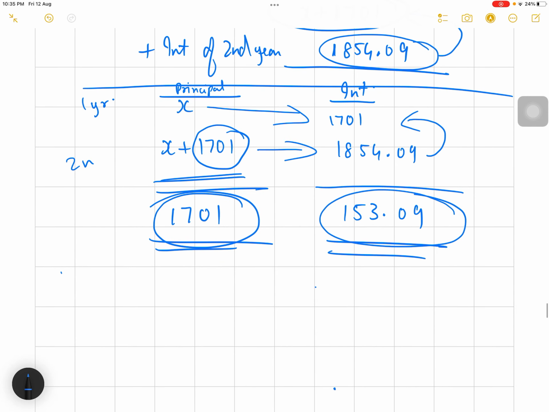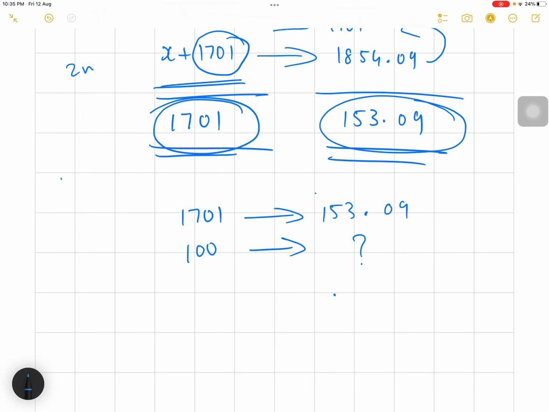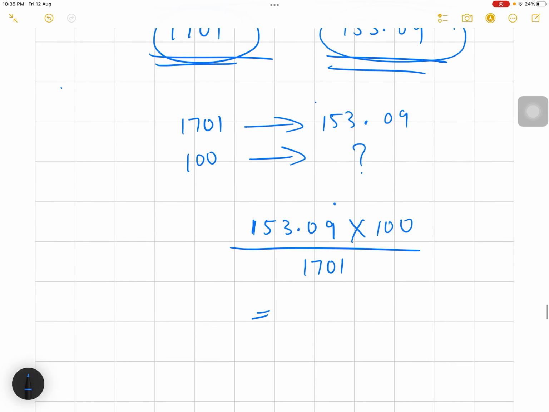So we will just cross multiply. When principal is 1701, interest is 153.09. If principal is 100, how much will be my interest? Cross multiply: 153.09 multiplied by 100 divided by 1701. When you calculate this, it comes to 9. So when principal is 100, interest is 9. That means my rate of interest is 9%. Now you know the rate of interest is 9%.